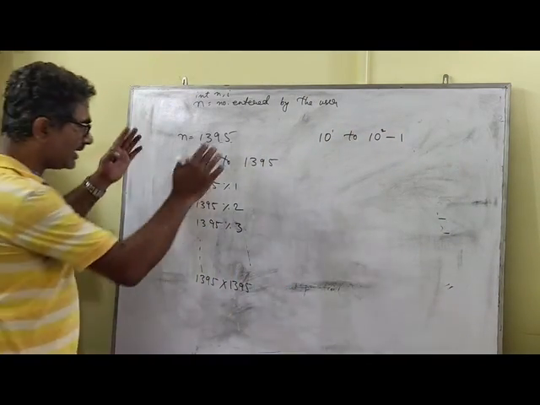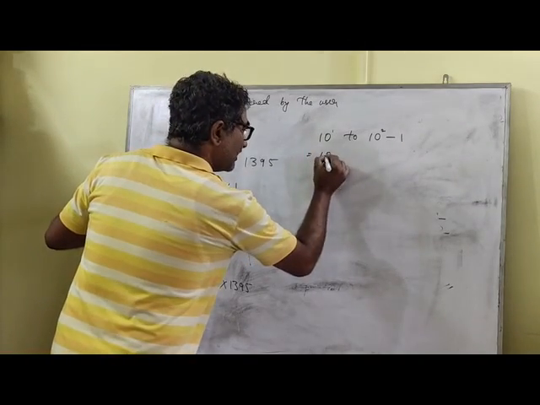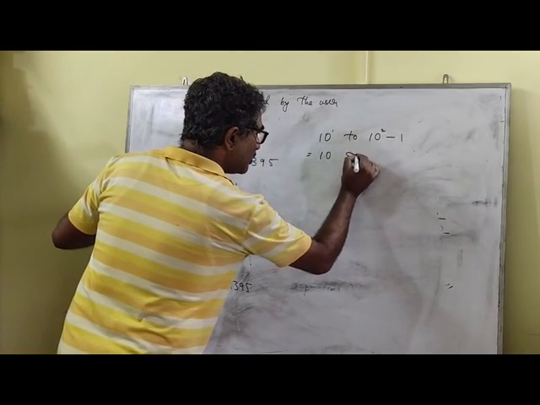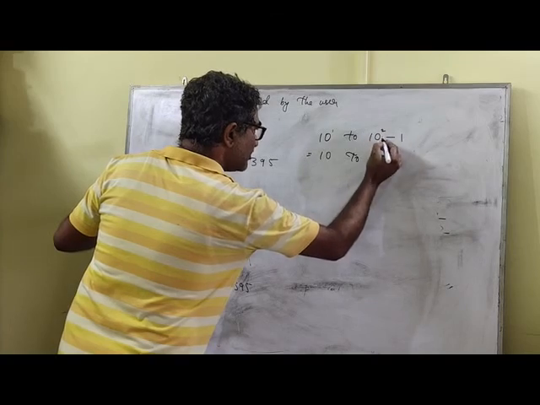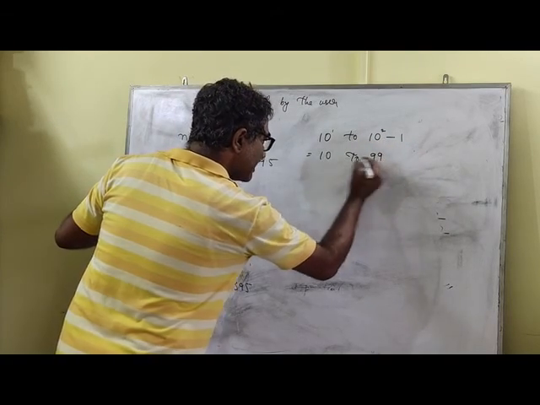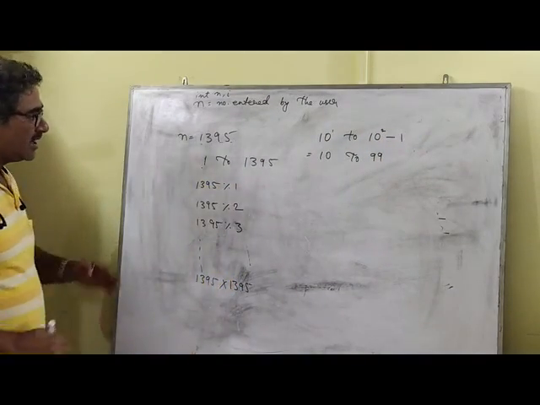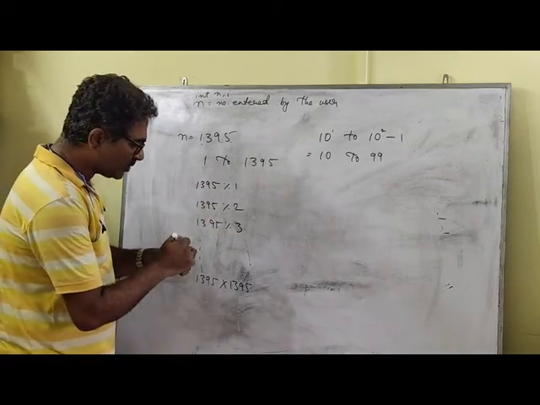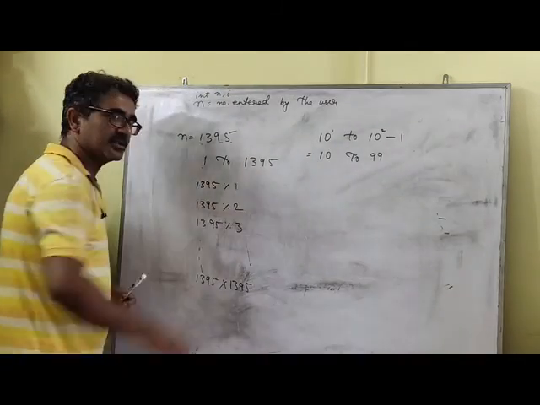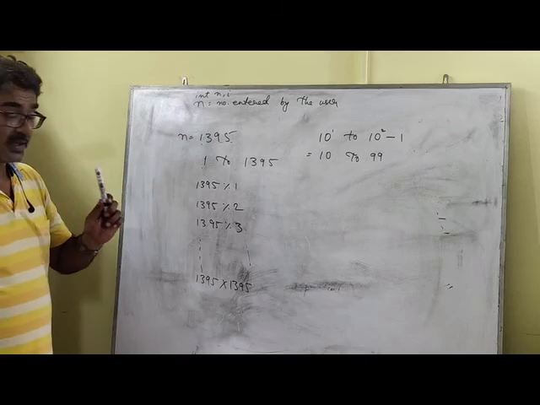Now what do I mean by that? That means the factors lie between 10 and 10 to the power 2 minus 1, that is, 100 minus 1, which is 99. So it's a 2-digit number. The factors can be 2-digit numbers from 10 to 99. So this is what I can do.